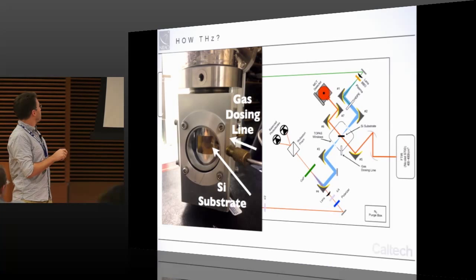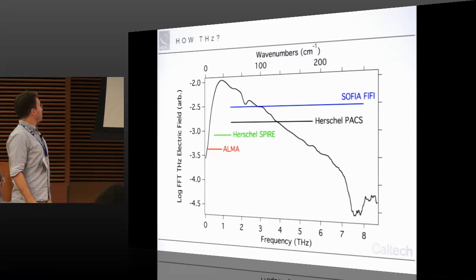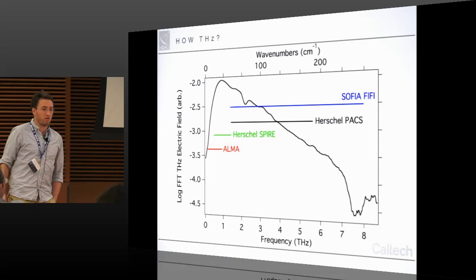And then we just dose in whatever ice we want to form, mixtures, layers, or just pure samples. And we deposit it on the substrate, and then just do a fairly simple Beer's law absorption experiment. We just look at the absorption through. And this is sort of the bandwidth of our instrument. So we can see everything from about a few wave numbers up to 250.